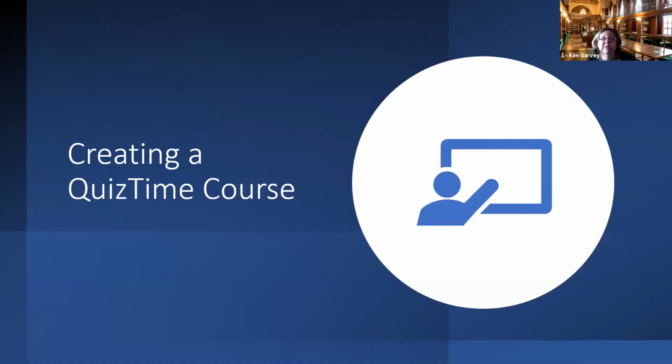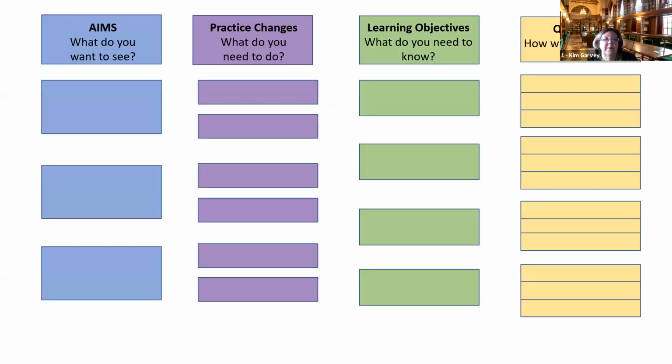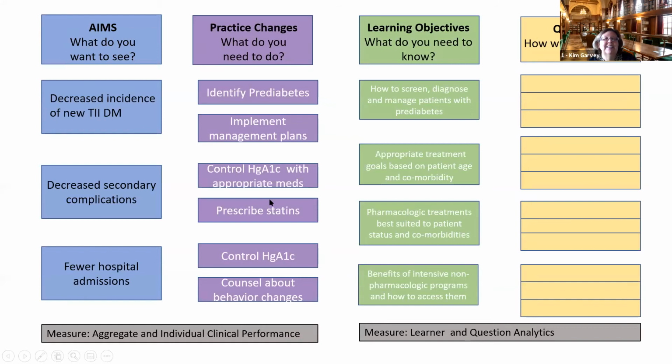So how do you create a course in QuizTime? What's it all about? Basically, what we do is we come up with a framework of what is it you want to see change and what practices do you want to change and what type of learning objectives would that tie to? This is how we build questions. It's not like we just sort of randomly create questions. There's a science behind it.